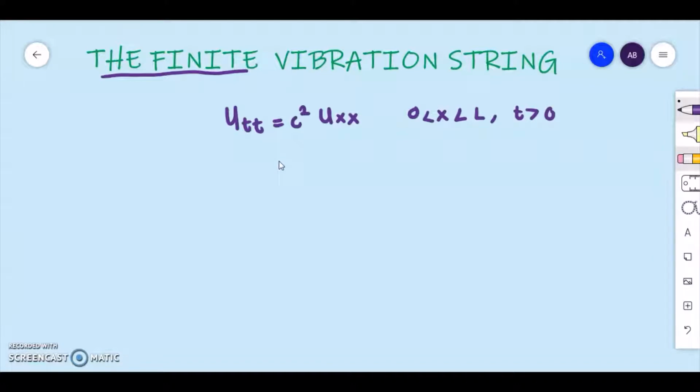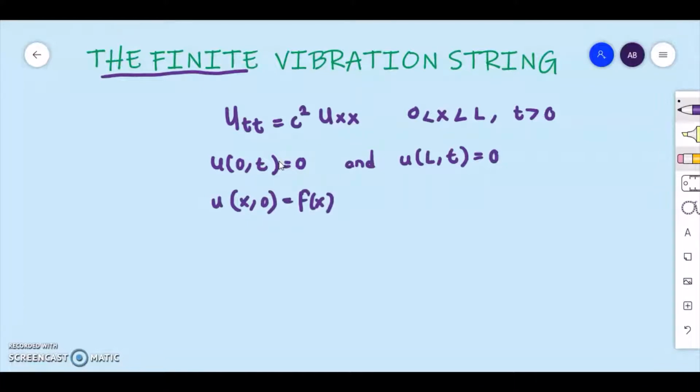So we have the boundary condition given: u at x equals 0 equals 0, and when x is L, u also equals 0. And we have the initial conditions given by u(x,0) equals f of x, and partial u over partial t at 0 equals g of x.